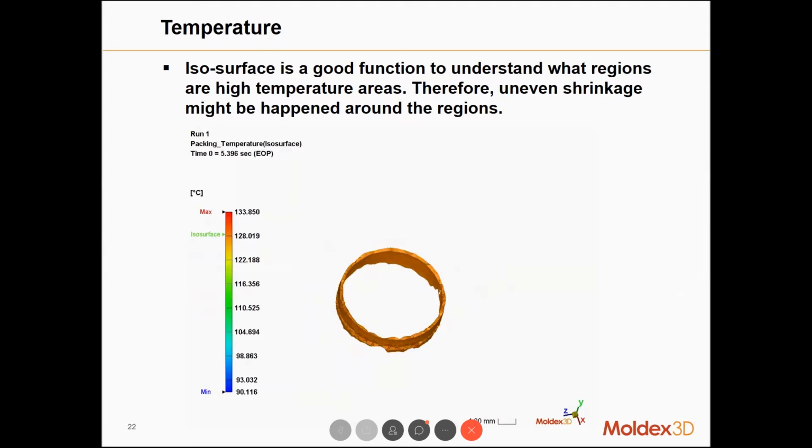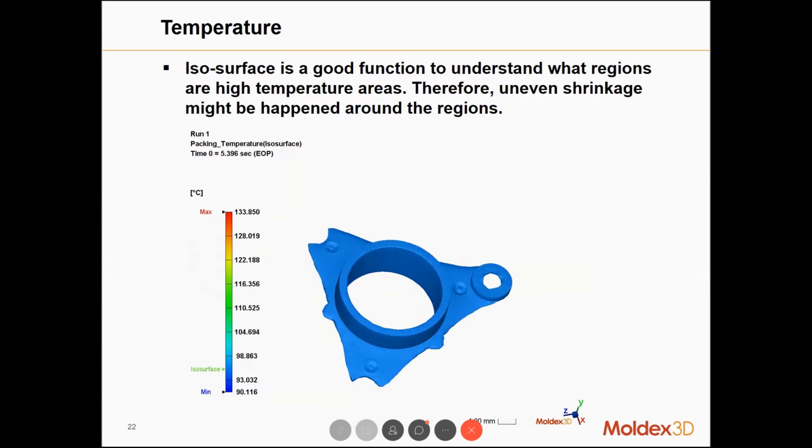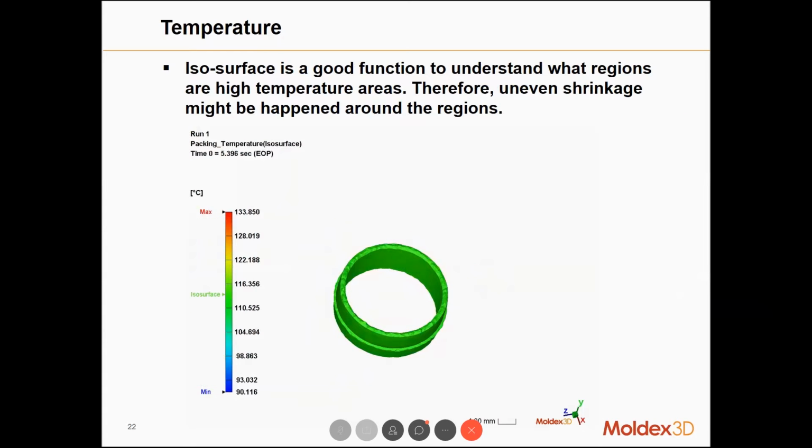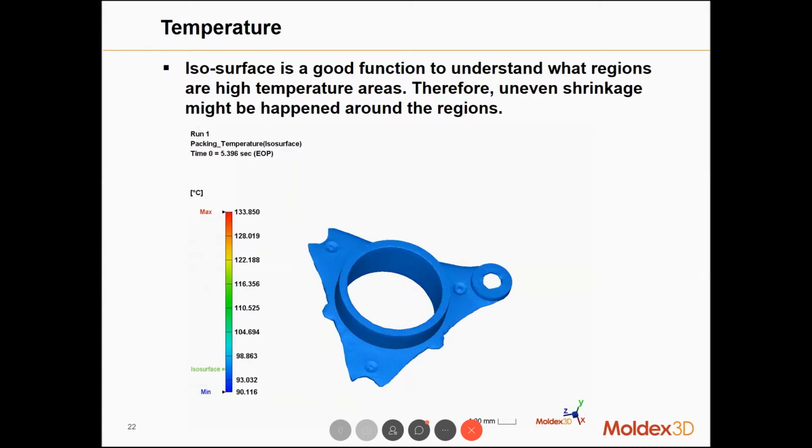So with the ISO surface function, we are able to look at the hot region area of the part. And by seeing the animation, we can see the temperature change through the packing phase. And to check what area is the last area to be cooled, and look at the temperature uniformity, we can predict what area might be shrinkage.